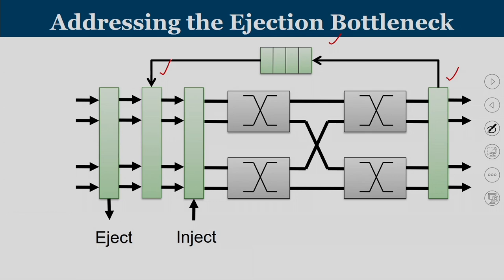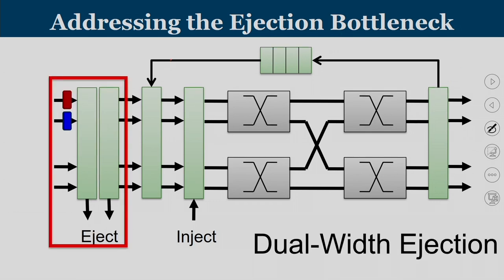Can you improve upon the scenario? And that is what we are going to see here. We are going to have double ejection bandwidth.